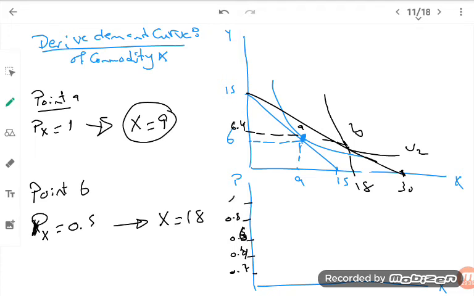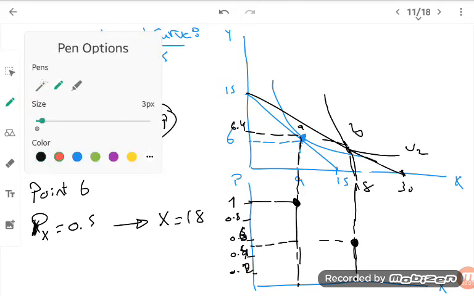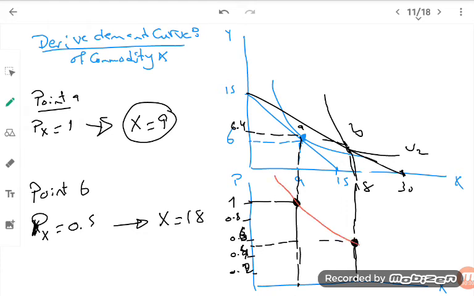Okay, this is the prices of commodity X. I'm going to start with 0.2, 0.4, 0.6, 0.8 and 1. Then at this quantity, the price was 1. And at this quantity, the price was 0.5. So we are going to connect these 2 points together. So this is the demand curve of commodity X.